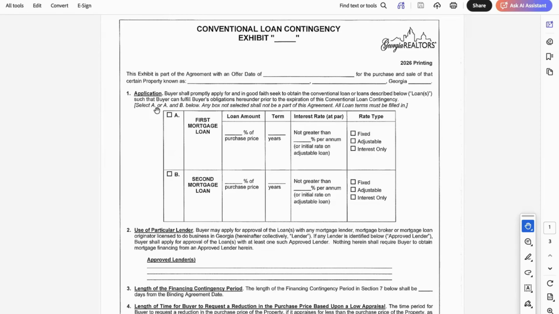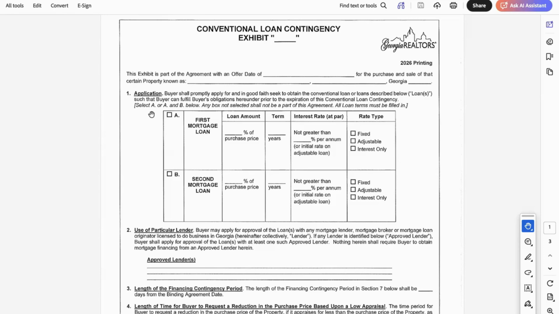Select A or A and B below. Any box not selected shall not be part of this agreement. All loan terms must be filled in. This exhibit is attached to a specific purchase and sale agreement, applies to a specific property, and becomes legally part of this agreement. This is not a separate document. It modifies and controls the financing terms of the main contract.